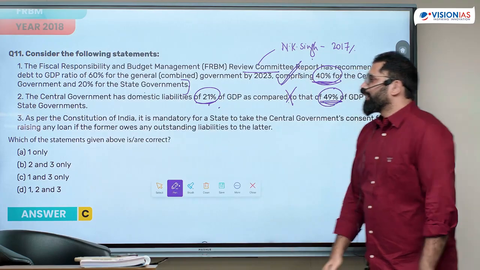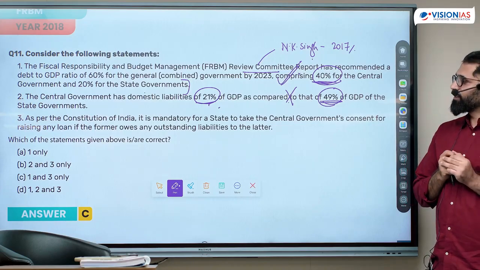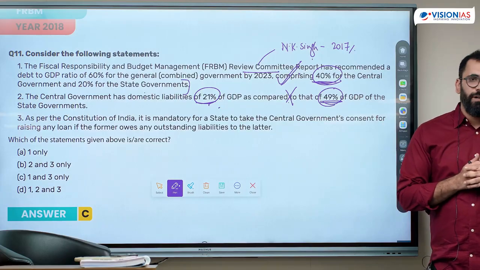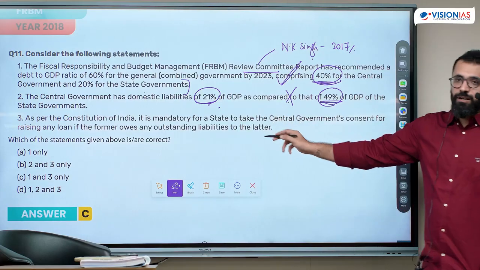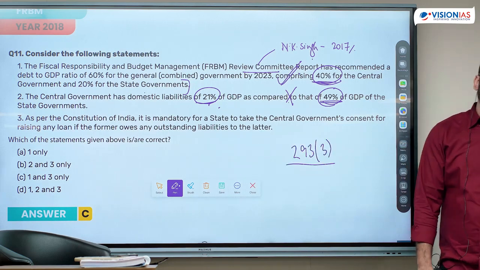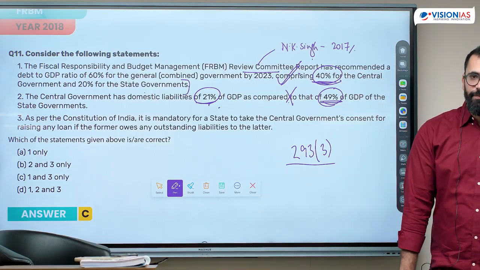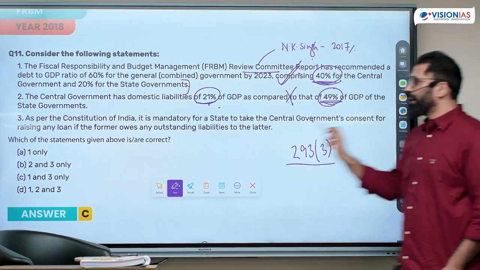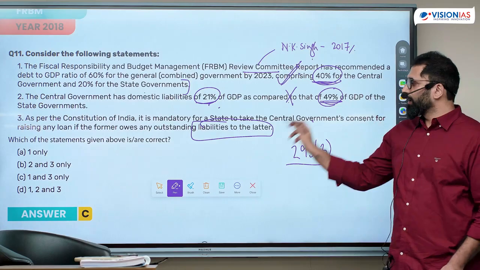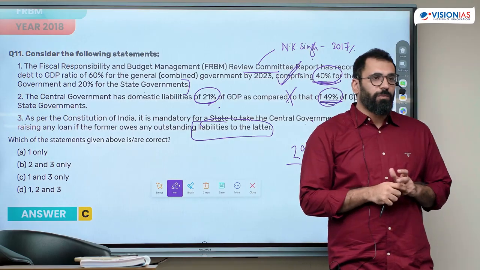As per the Constitution of India, it is mandatory for a state to take central government consent for raising any loan, if the former owes any standing liabilities to the latter. This is what the Kerala government sued about in the Supreme Court. This is as per what article of the Constitution? Article 293 clause 3. It says if the state has taken money from center, state cannot borrow without center's permission. So if you have taken a loan from center, you cannot take a loan until and unless you have taken permission. There the center puts a limit on how much you can take. And can the state governments borrow from outside India?